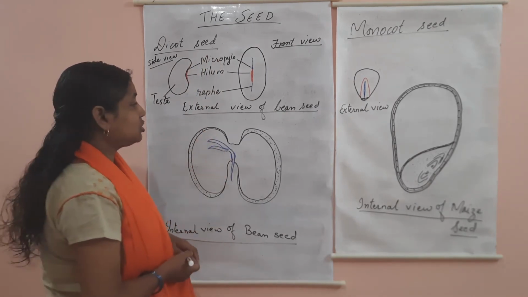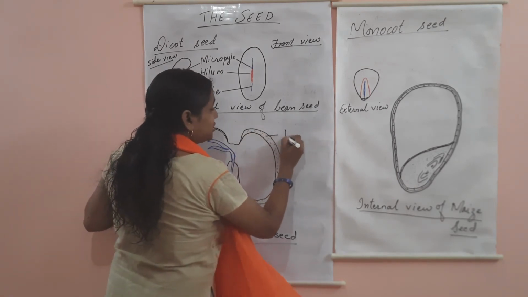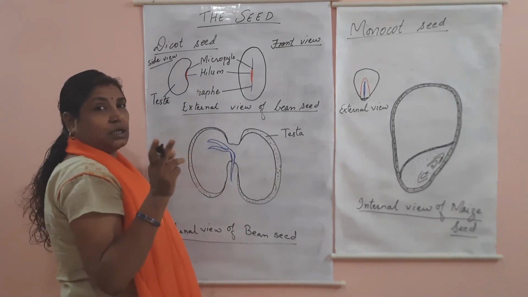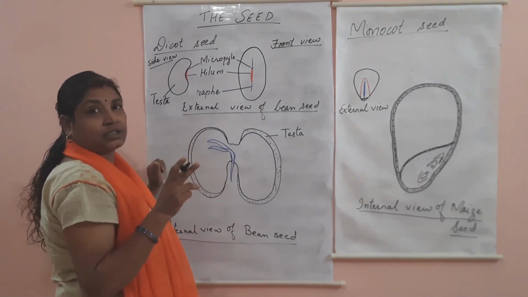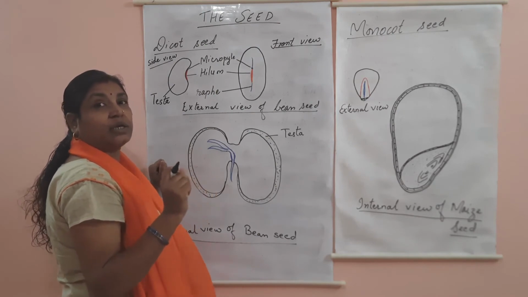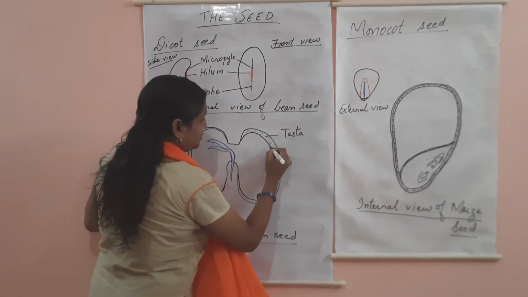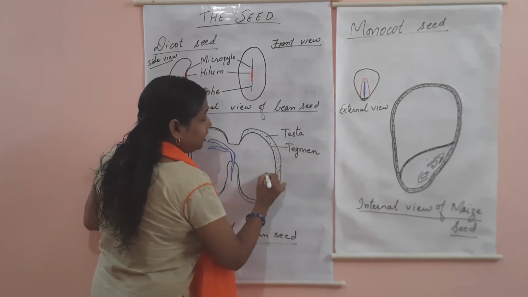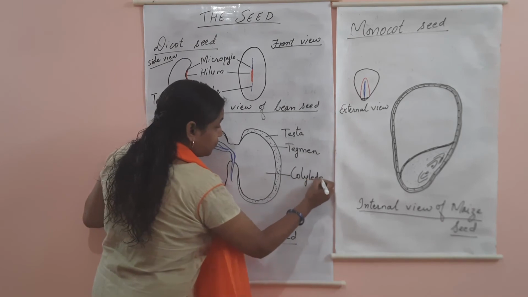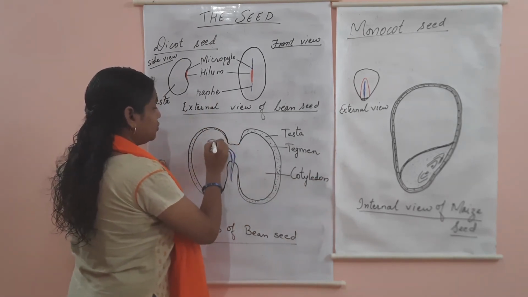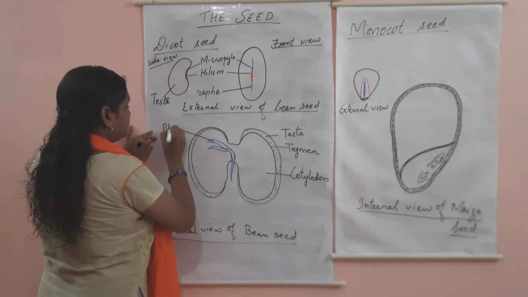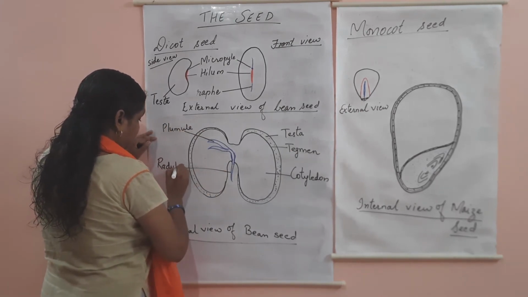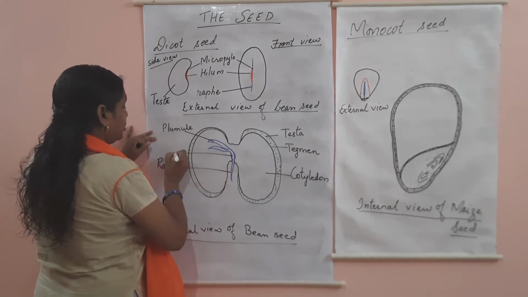Coming to internal structure, the outermost covering is your testa. Seed coats are made up of two parts: testa and tegmen. Testa is the outer rough surface and tegmen is the inner smooth surface. So this is your tegmen. Then we have cotyledons. This is an embryo with plumule and radicle. This is your embryonic axis.